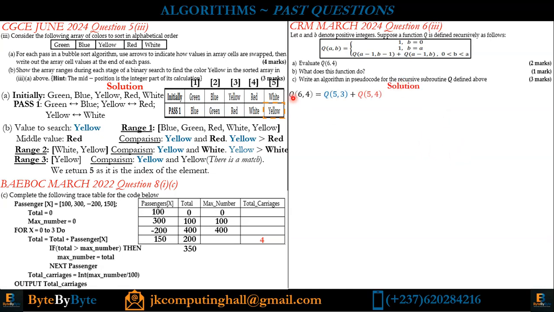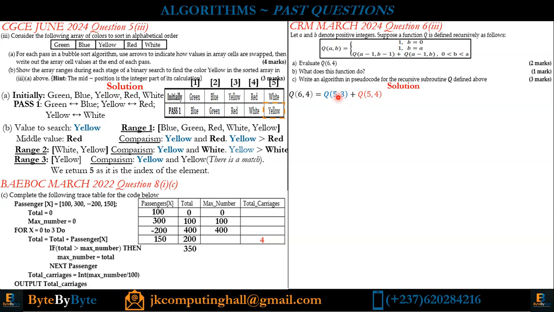Solution. Cure of 6, 4. You realize that 6, 4 satisfy this condition because 0 is less than 4 and 4 is less than 6. So we arrive here. A becomes A minus 1, that way we have 5. B minus 1, 3. So when you take this minus 1, you get 5. You take this minus 1, you get 3. Plus cure of A minus 1, 5, and B, which is still 4.